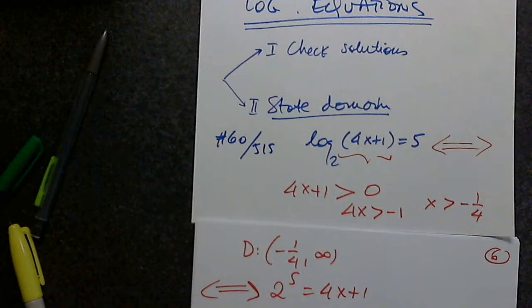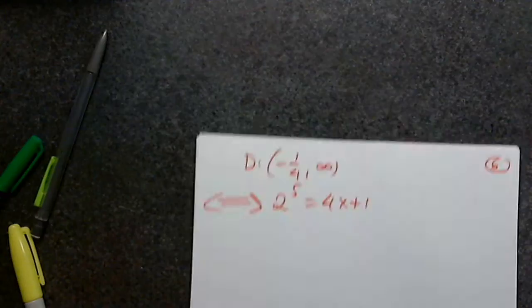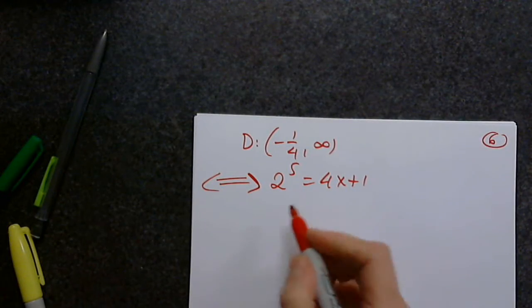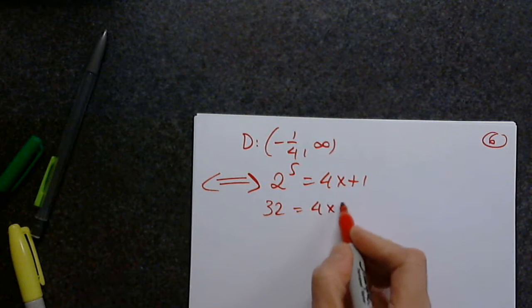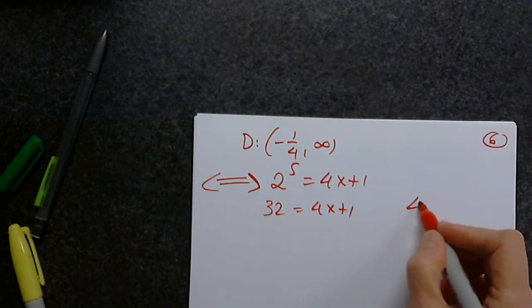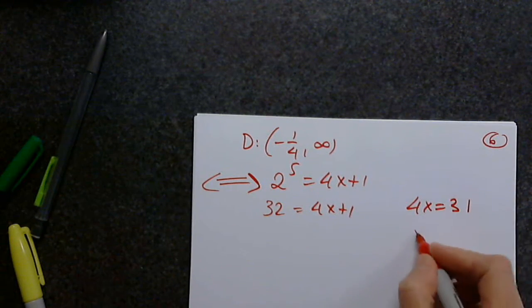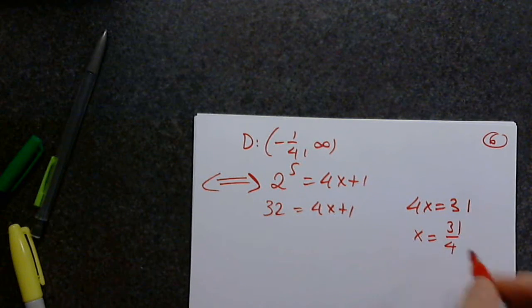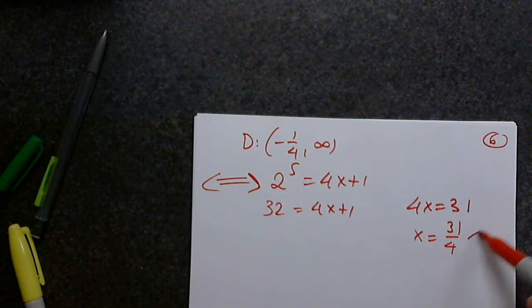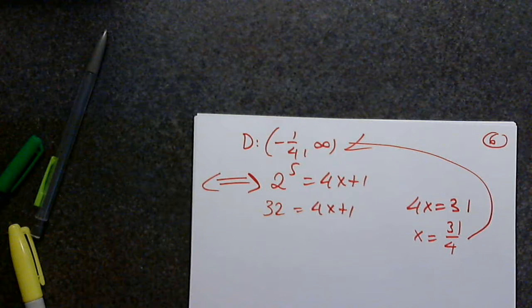How much is 2 to the 5th? Very good. Awesome. 4x plus 1, I subtract 1. I get 4x equals 31 and x equals 31 over 4. If this is greater than -1/4, I will just say yes and move on. I no longer have to check because I stated the domain. If it's not greater than -1/4, I'll say no solutions.